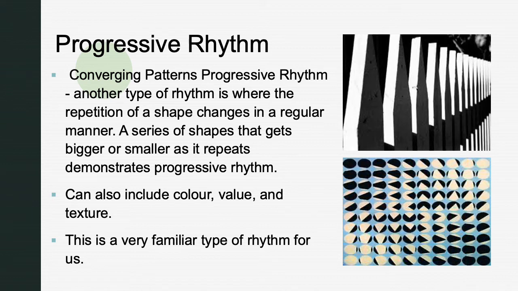Progressive rhythms surround us. If you were to video someone dancing and then examine that video frame by frame, you would have a progressive rhythm. In these images, you can see the example of progressive rhythm. It can also include color, value, and texture. This is a very familiar type of rhythm for us.